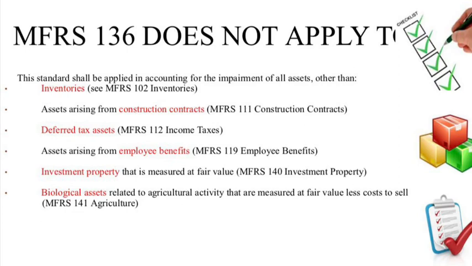The rules in MFRS 136 apply basically to all assets, except for inventories, governed by MFRS 102, assets arising from construction contracts, deferred tax assets, assets arising from employee benefits, investment property, and biological assets related to agricultural activities that are measured at fair value less cost to sell.